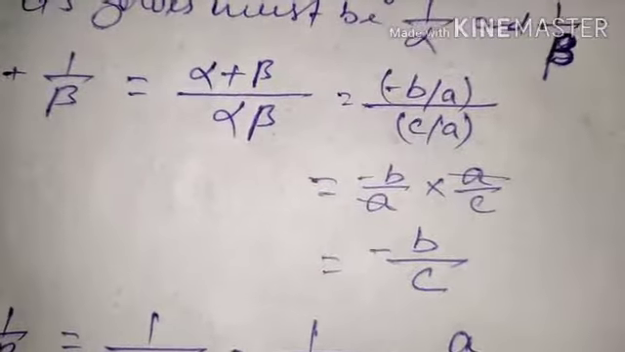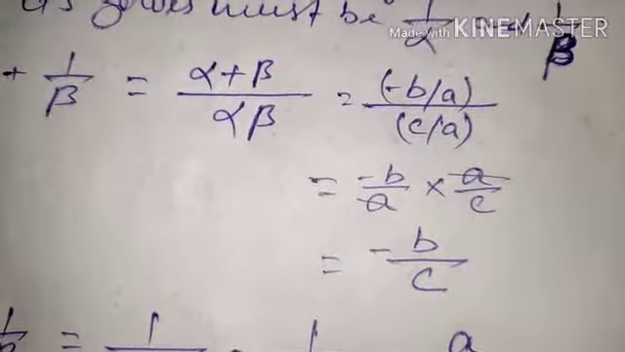-b/a multiplied by a/c. Just reciprocating the denominator to convert it from division form to multiplication form. This is a very easy thing, you all know. So finally we got -b/c as the value of the sum of the zeros, that is -b/c.